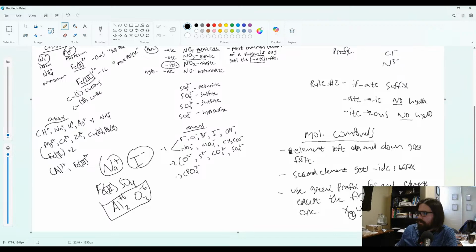So that would be mono for 1, di for 2, tri for 3, tetra for 4, penta for 5, hexa for 6, hepta for 7, octo for 8, nona for 9, and then finally deca for 10. Honestly, the ones that show up the most are 1 through like 5. Anyway, that is all I have.